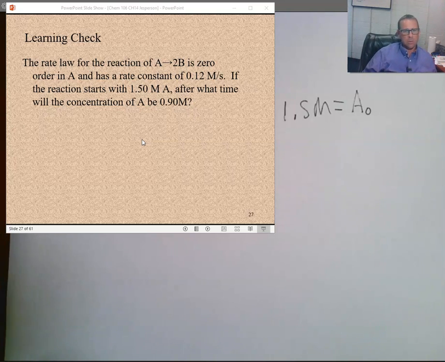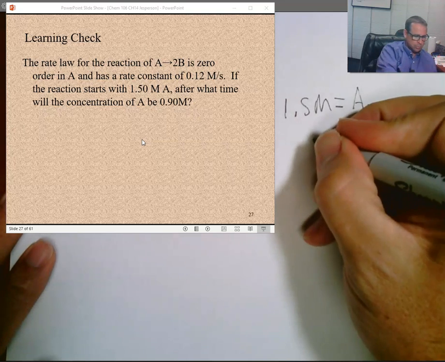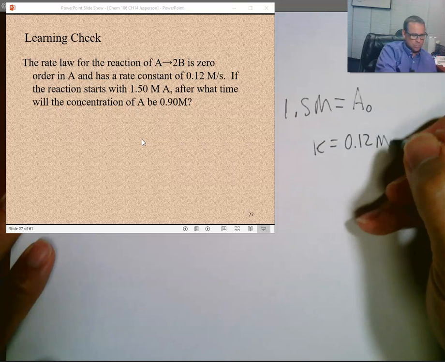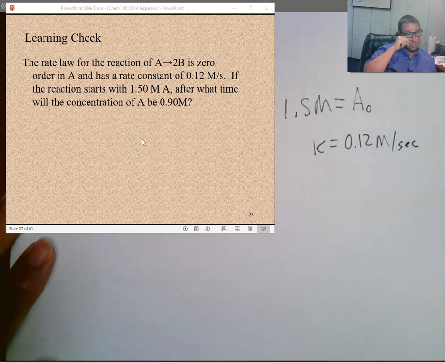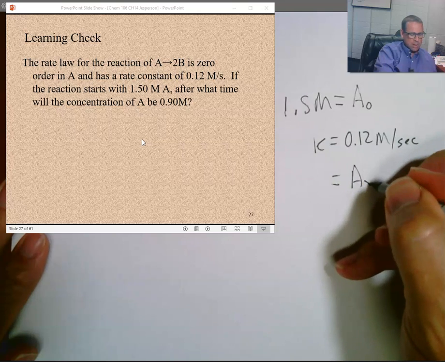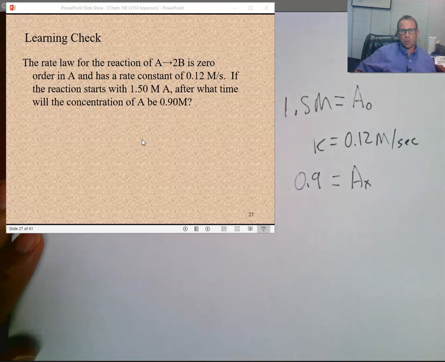Alright, and then K equals 0.12 molar per second. And then we have A sub X, I guess, equals 0.9 molar. Okay, A sub X, because we don't know what the time is, is 0.9 molar, right? Yes.